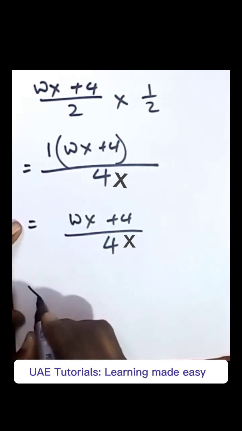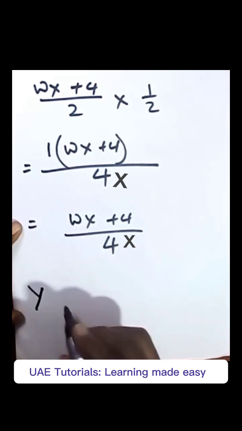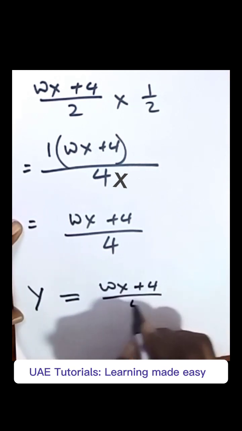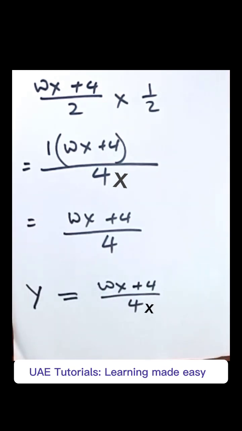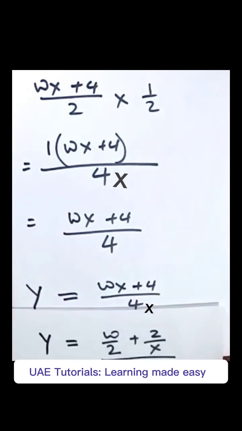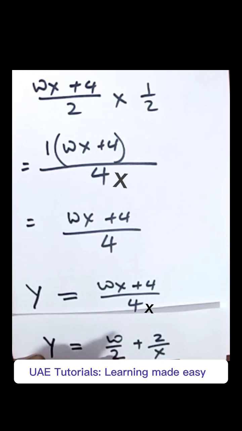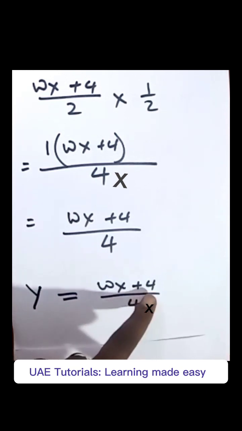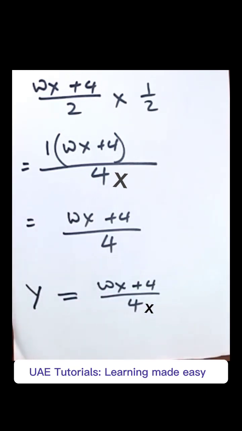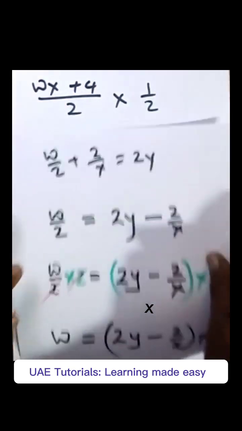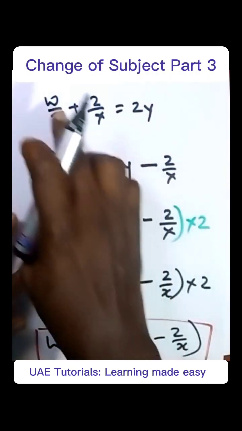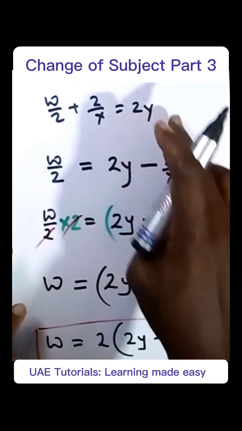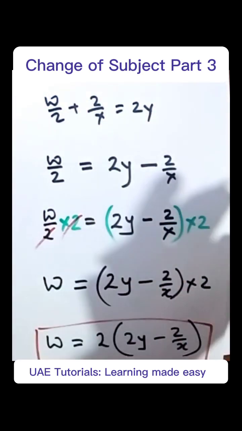So y is equal to Wx plus 4 all over 4. Remember, this was where we started from. Y is equal to W over 2 plus 2 over X all over 2. We have now simplified it to give us Y is equal to Wx plus 4 all over 4. Hooray! Our original expression, which is this, W over 2 plus 2 over X is equal to 2y. We successfully made y the subject of the formula.